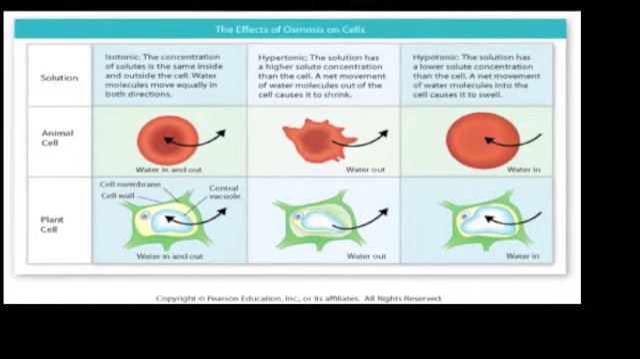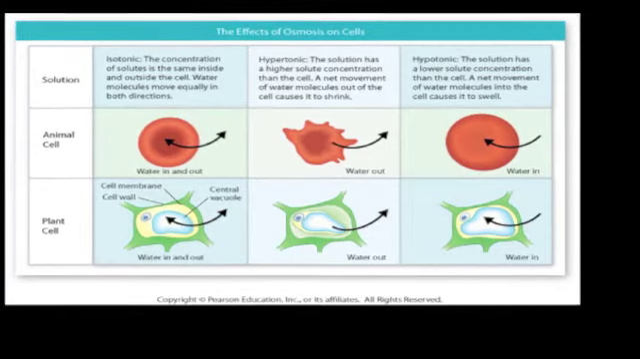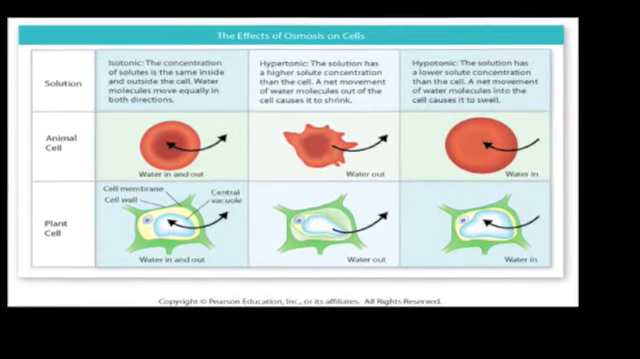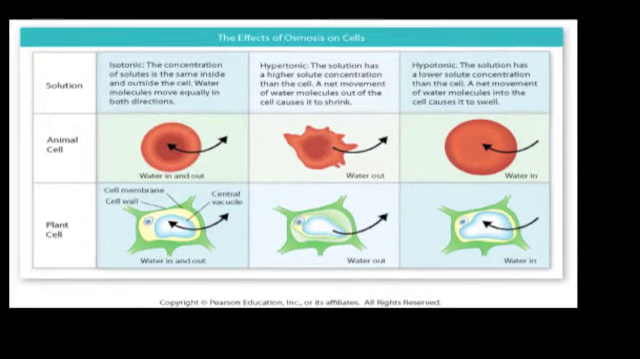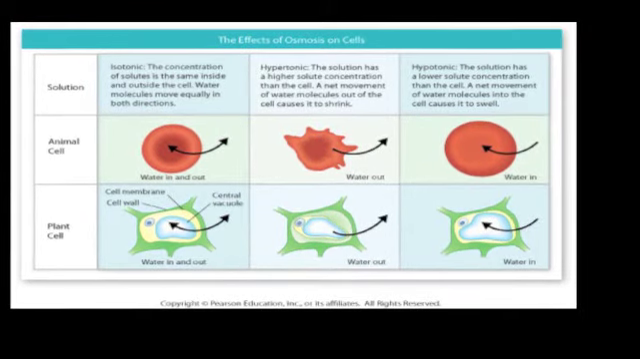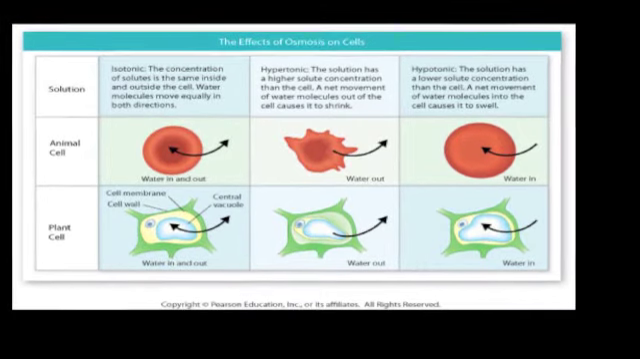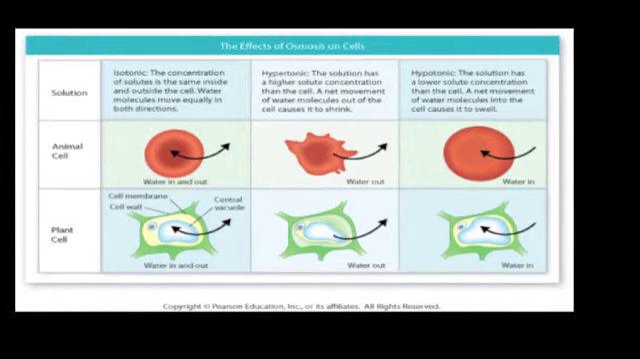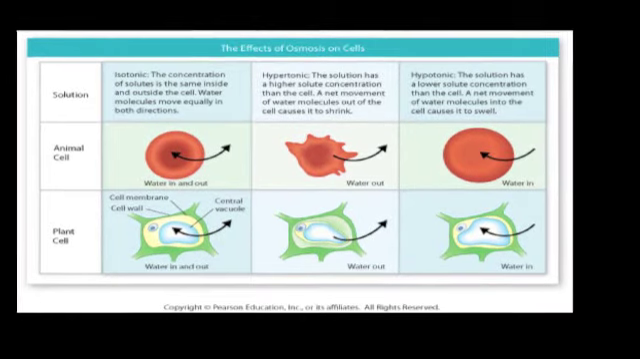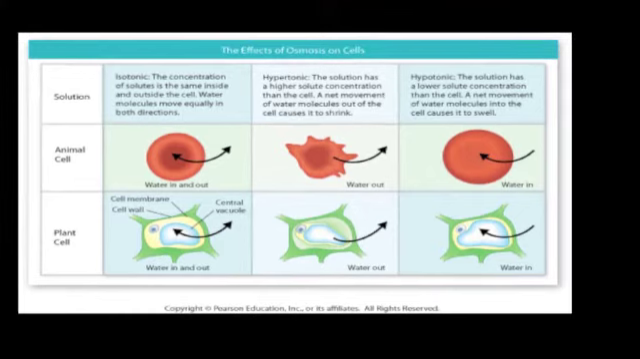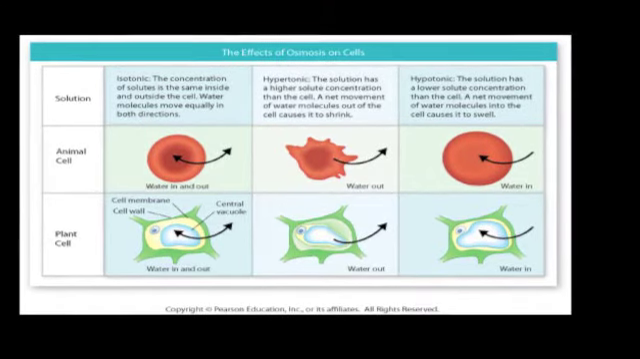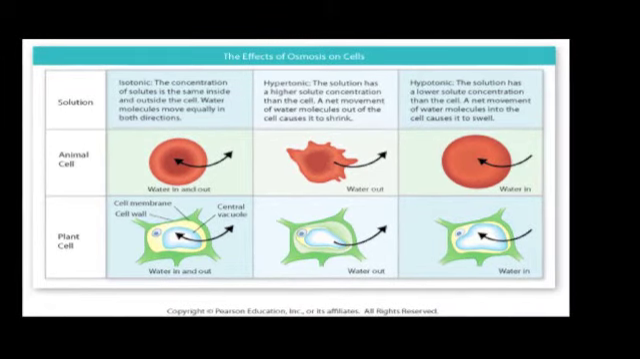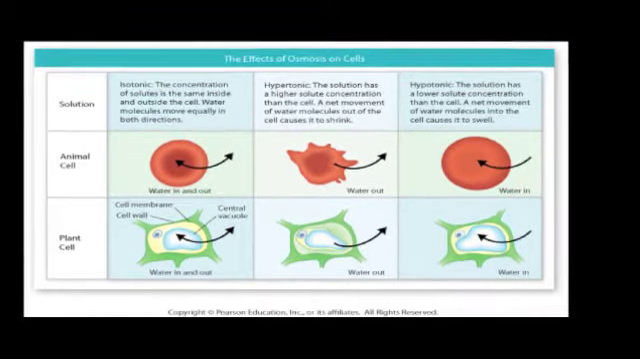When you have an isotonic cell, the concentration of solutes is the same inside and outside the cell. Water molecules move equally in both directions. Hypertonic: the solution has a higher solute concentration than the cell. A net movement of water molecules out of the cell causes it to shrink or shrivel up. Hypotonic: the solution has a lower solute concentration than the cell. A net movement of water molecules into the cell causes it to swell like a balloon.